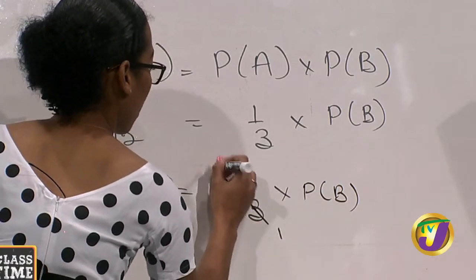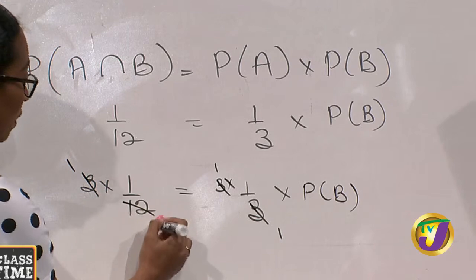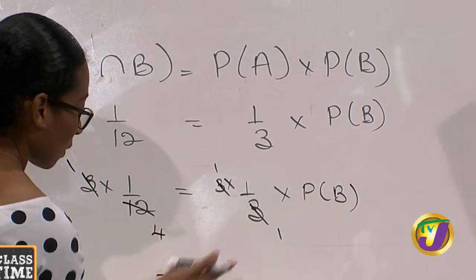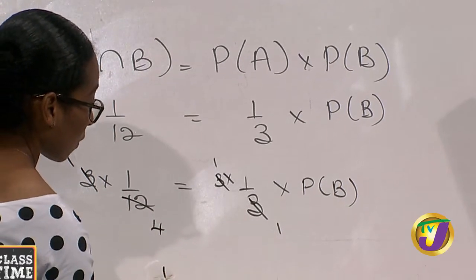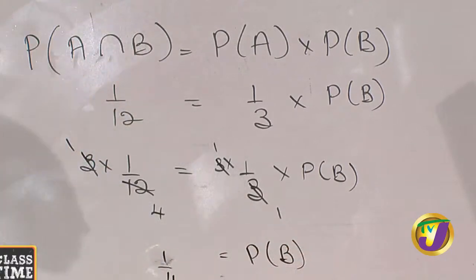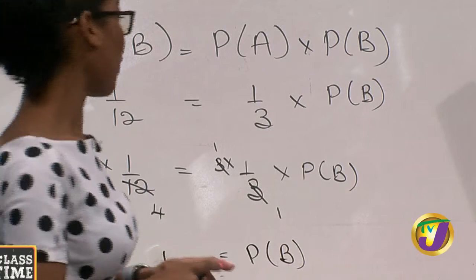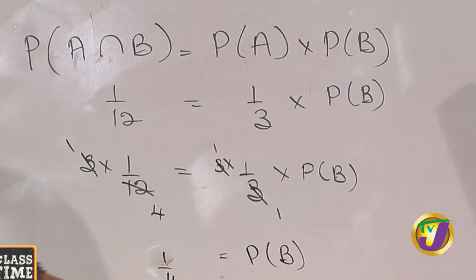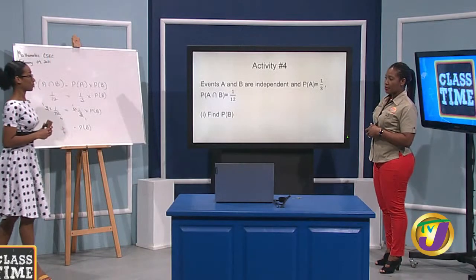And when we simplify all this, so I have the probability of B all by itself, and I get that to be 1/4. Let me check that now. So that will be 1/4 multiplied by 1/3. 4 times 3, that's 12.